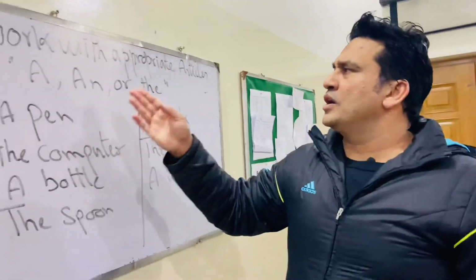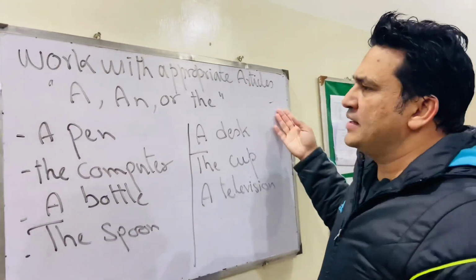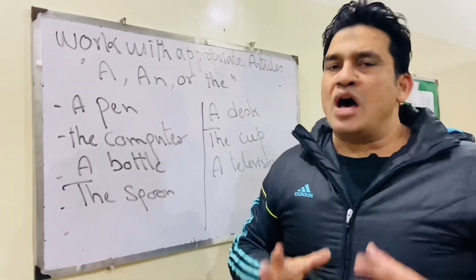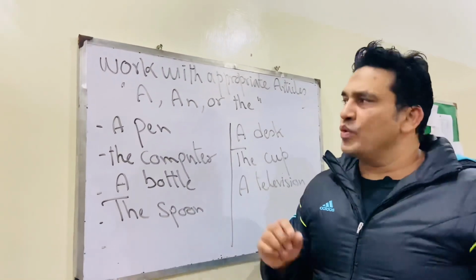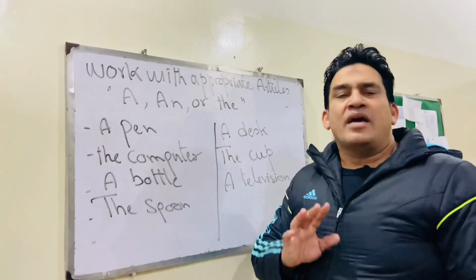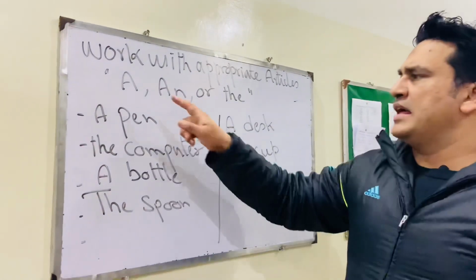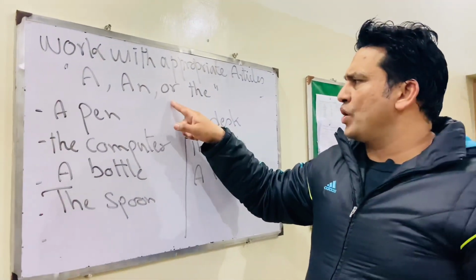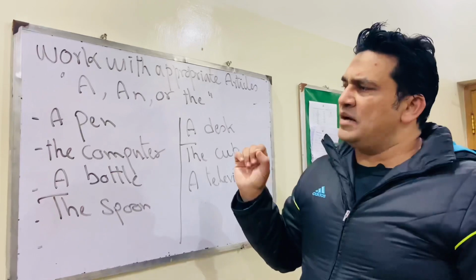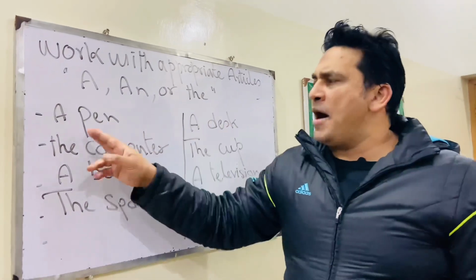Count nouns can also work with appropriate articles. As you know, the articles are a, an, or the. For example, you can use a pen.